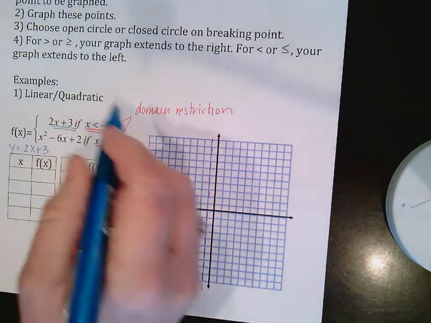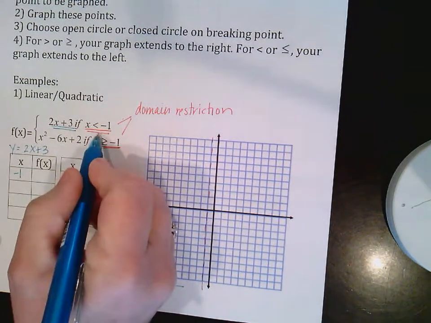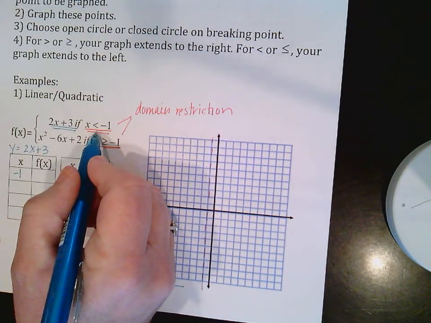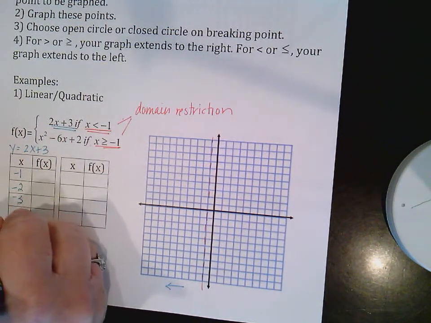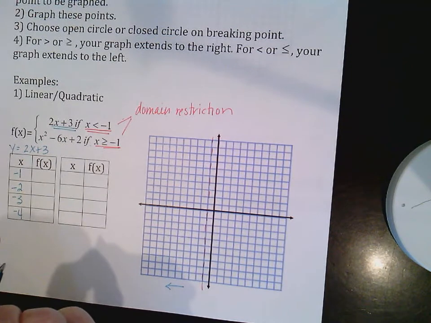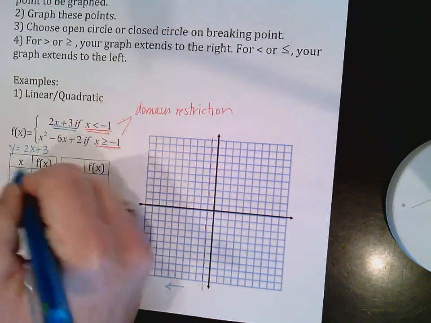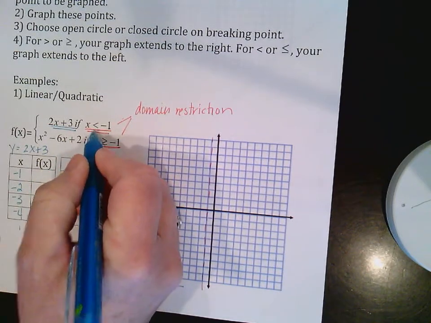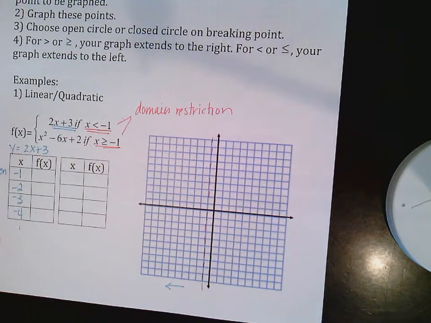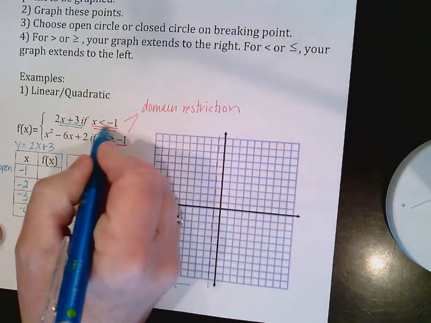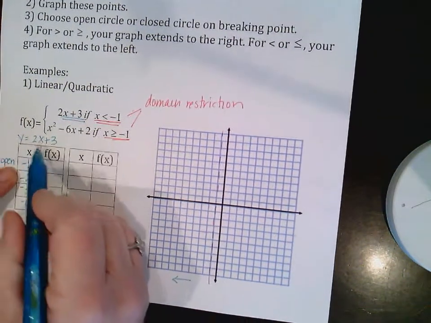So when I pick numbers, the first thing I pick is whatever that first restriction is, and then my remaining points that I'm going to pick for my table are going to be to the left of -1. So -2, -3, and -4. We look at the inequality for a couple of things. One, again, which side are our points on? These are to the left. And it also tells you if that first point is an open or closed circle. And because I don't have the equal sign underneath there, that means it's an open circle. And you take this and you're going to plug it into the equation.